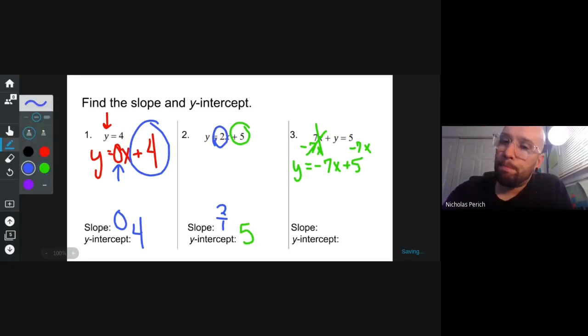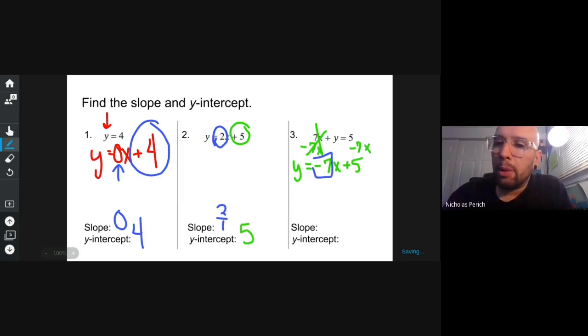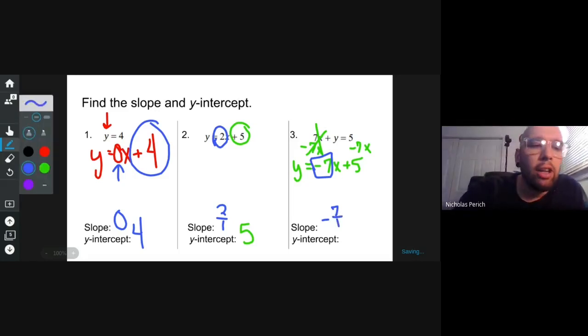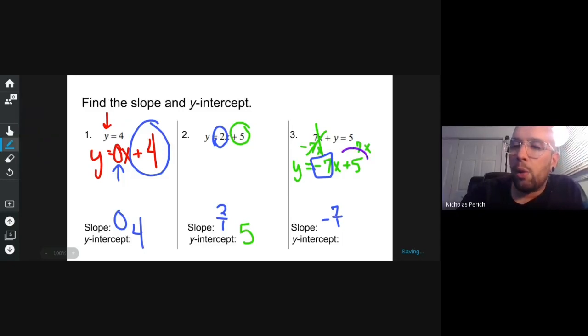So that means the number in front of x is my slope, which is negative 7 or negative 7/1. And my y-intercept is just a positive 5. Excelente. That means excellent. Let's do 3 more and then we'll call it a day for these types of problems.